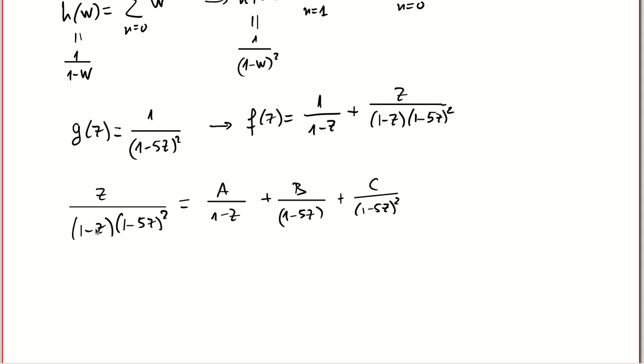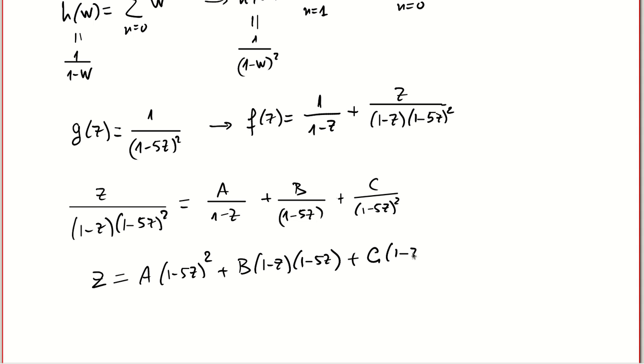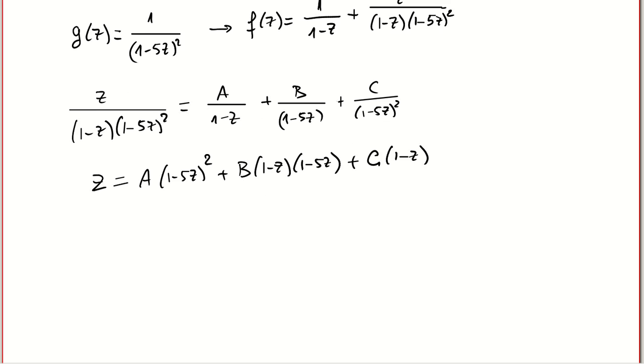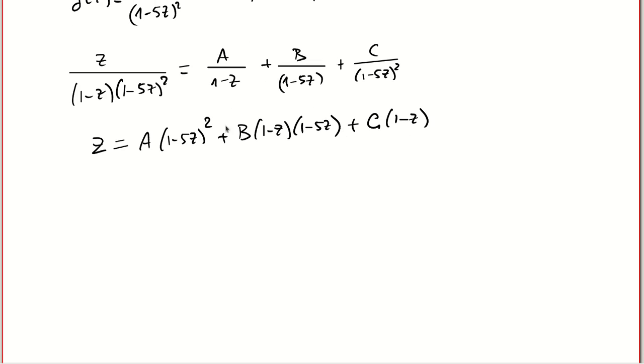Okay, now we multiply this in the two sides, and then we get z on the left hand side, and on the right hand side we have a times (1-5z)^2. Here we have b times (1-z)(1-5z), right? Because there's only one factor and we are multiplying by 2. And here we have c multiplied by (1-z), right? Because the (1-5z)^2 disappears. So it turns out that we have to choose a, b, and c, so that this expression here is just z here. This should be valid for every z, so you can take particular values of z.